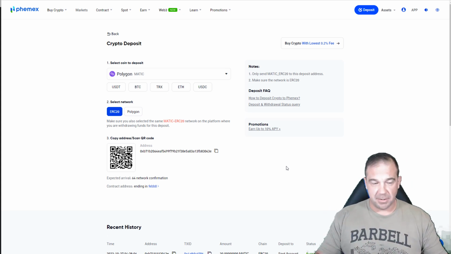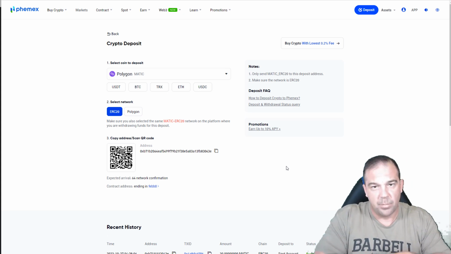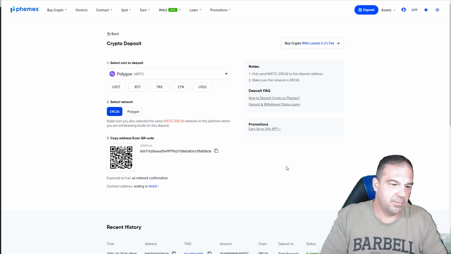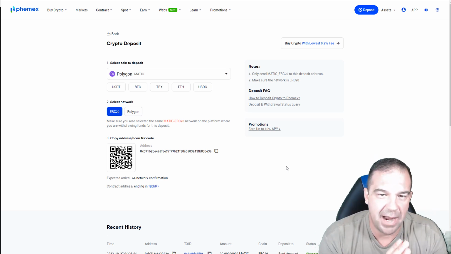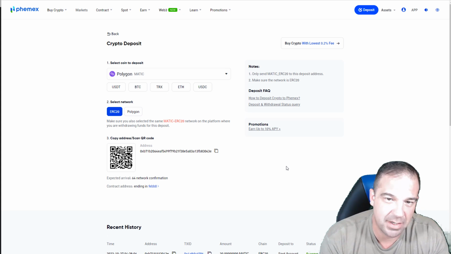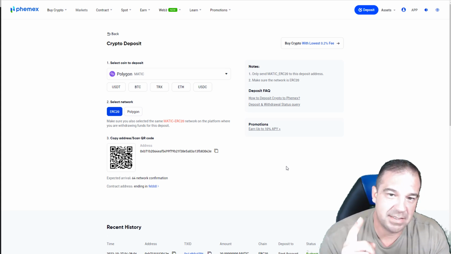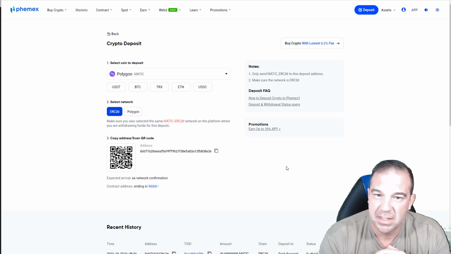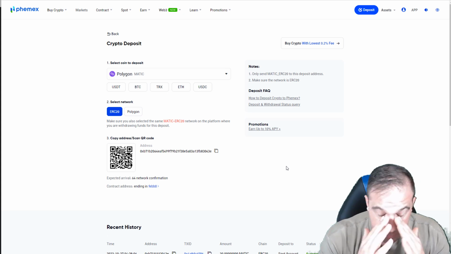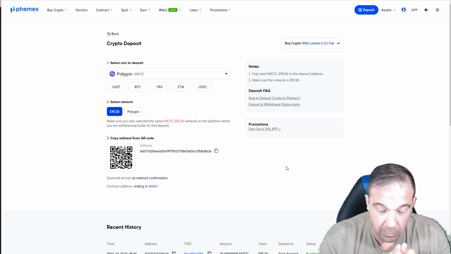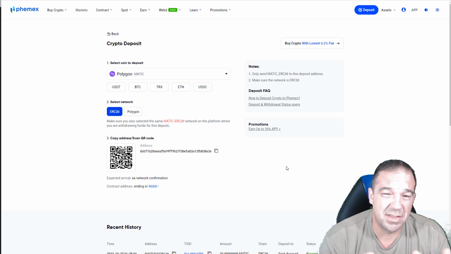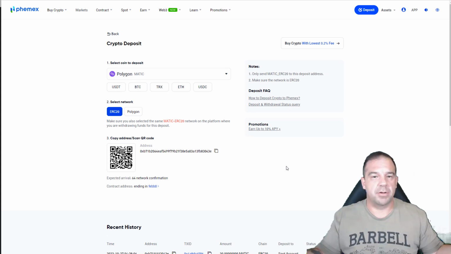but the layer 2 is Polygon. So the importance of this, whether you understand what I'm saying or not, is you have to send on the same network that you're receiving on. That's the important stuff. I've sent Ethereum to the wrong address that wasn't even on the Ethereum network. That money's gone. It's just gone. You just can't get it back.